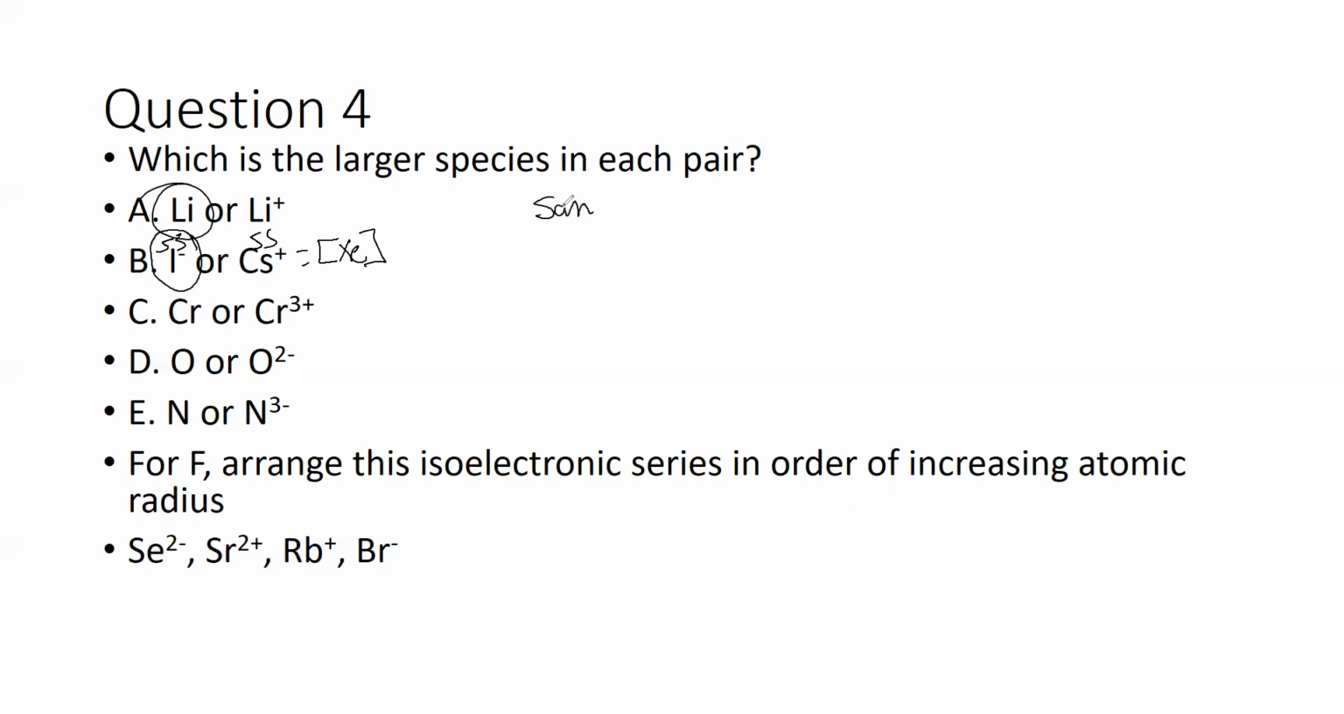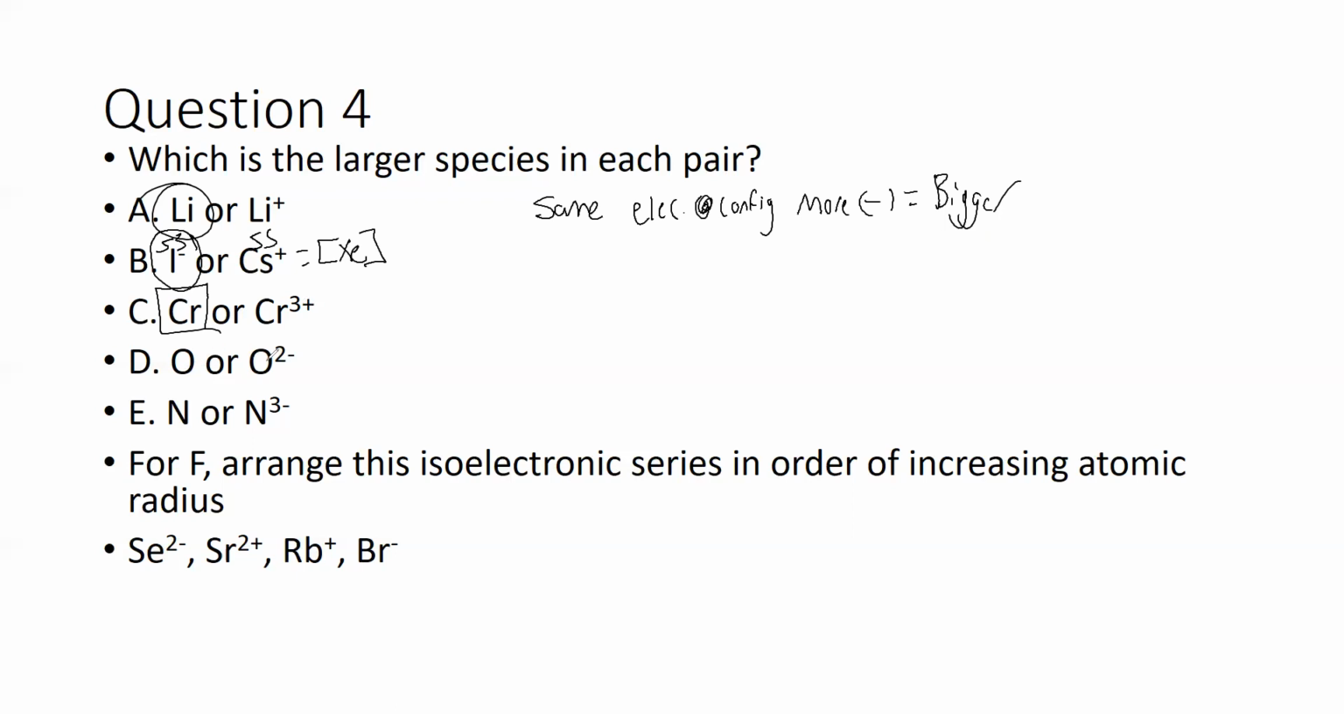So same electron configuration, more negative equals bigger. That's one caveat here. Let me just do C, D, and E because we're out of time here, and they're not complicated. Chromium versus chromium 3 plus. I became positive, so I shrank, so chromium is bigger.